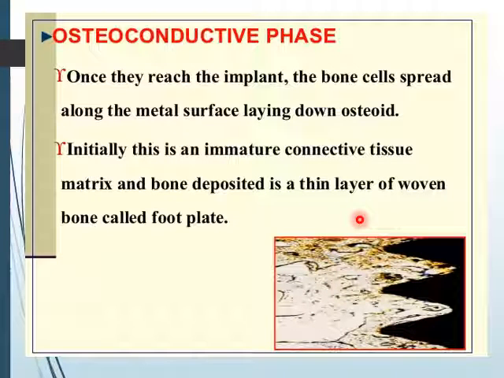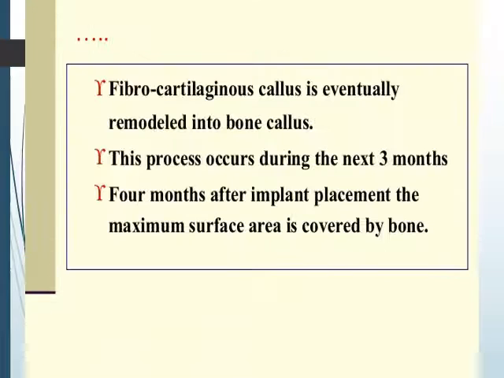Osteoconductive phase. Once they reach the implant, the bone cells spread along the metal surface, laying down osteoid tissue. Initially, this is an immature connective tissue matrix, and bone is deposited in a thin layer of woven bone called footplate. This is the footplate. Fibrocartilaginous callus is eventually remodeled into bone callus. This process occurs during the next 3 months. 4 months after implant placement, the maximum surface area is covered by bone.